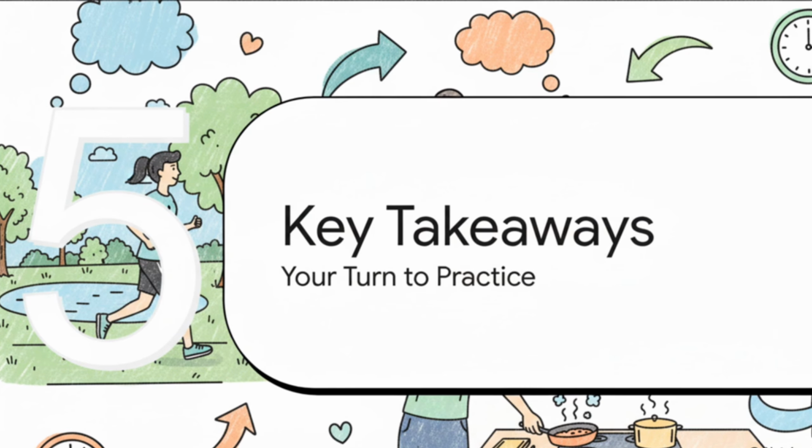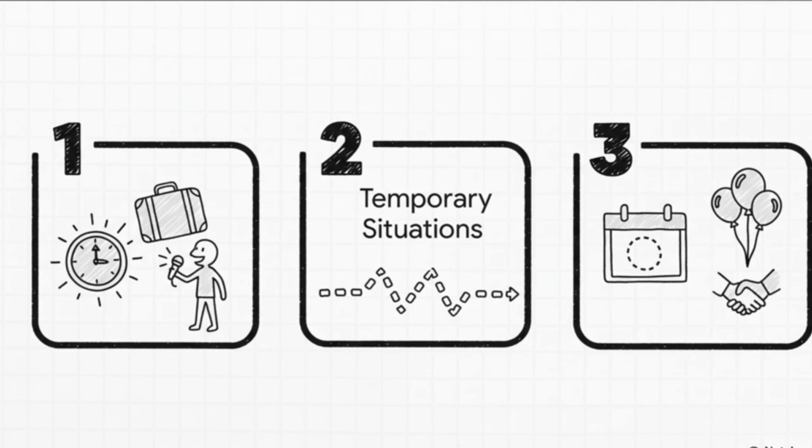So before we wrap up, let's just do a quick recap of the most important points from this whole explainer. Here they are, the 3 big ideas to take with you. Actions happening right now, temporary situations, and definite future plans. If you can master these 3, you'll be using the present continuous like a pro.